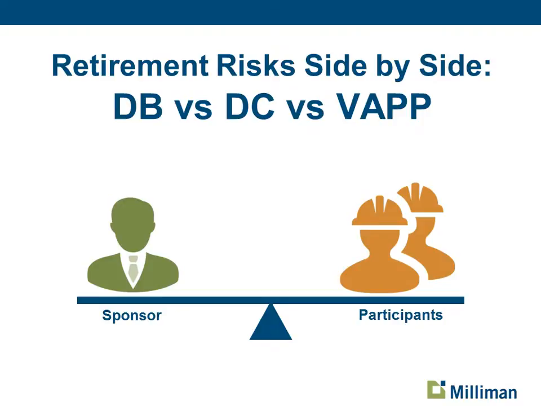Today we're going to talk about retirement risks, and we're going to compare them side by side for traditional defined benefit plans, 401k type plans, defined contribution plans, and stabilized variable annuity pension plans. For the first time in many years, there's this new type of retirement plan design, and it deserves serious attention. It's called a stabilized variable annuity pension plan, or a VAPP for short.